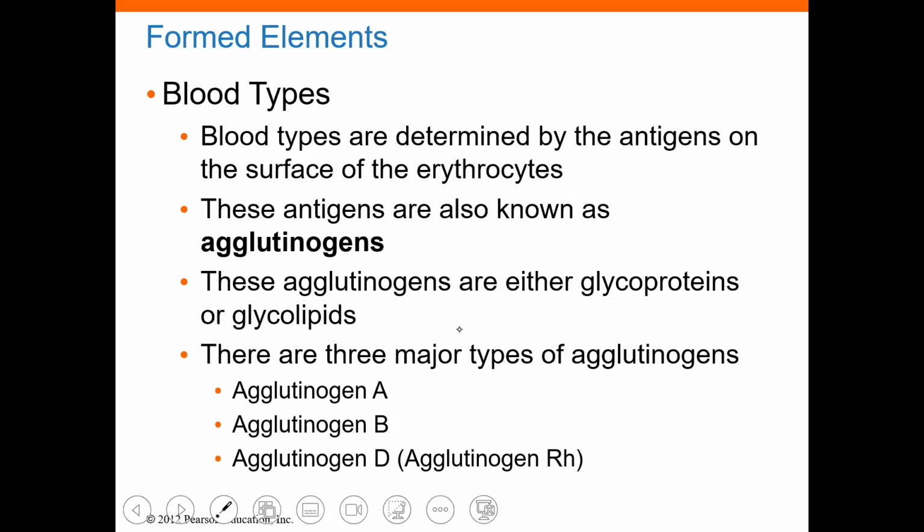Now, blood types. Blood types are determined by the antigens on the surface of the red blood cell. These antigens are also known as agglutinogens. These agglutinogens are either glycoproteins or glycolipids, so sugar and protein or sugar and fat. There are three major types: blood agglutinogen A, B, and D, with the Rh agglutinogen as D.